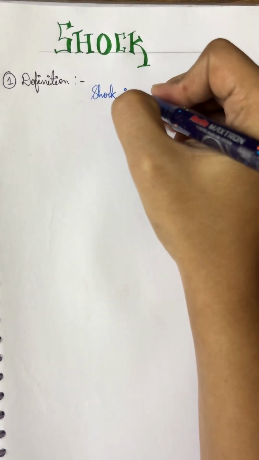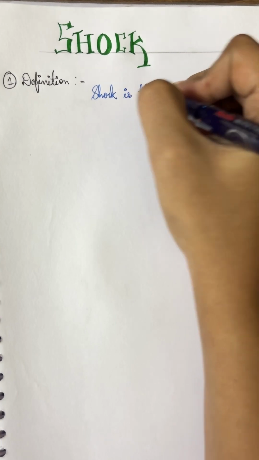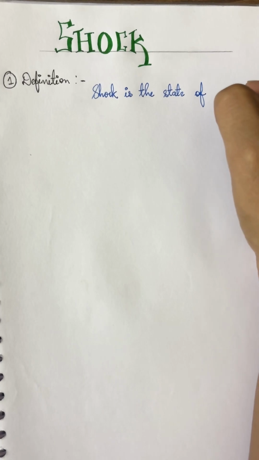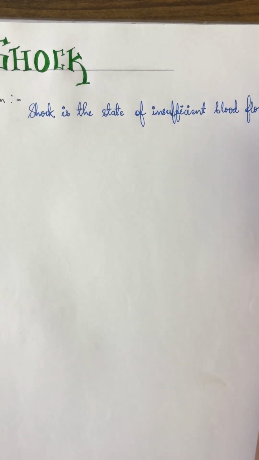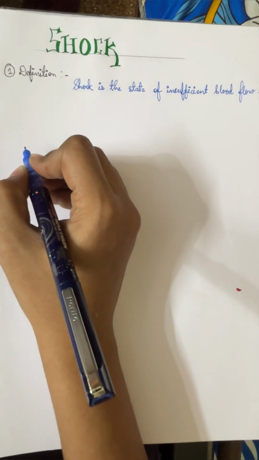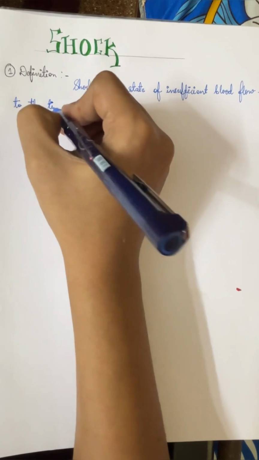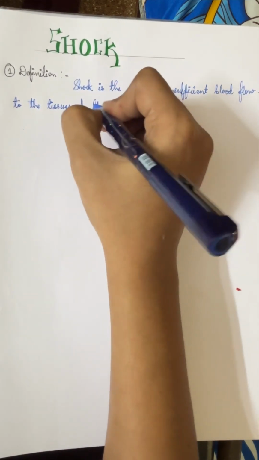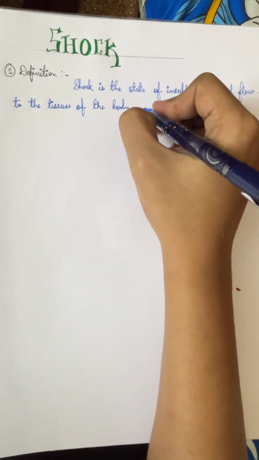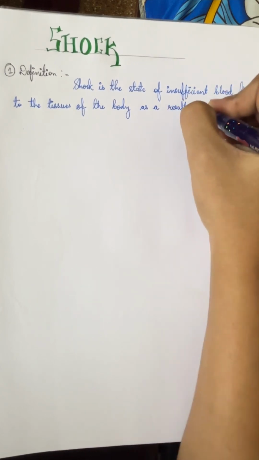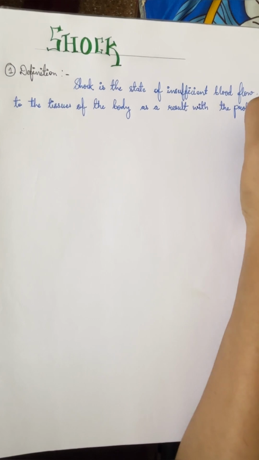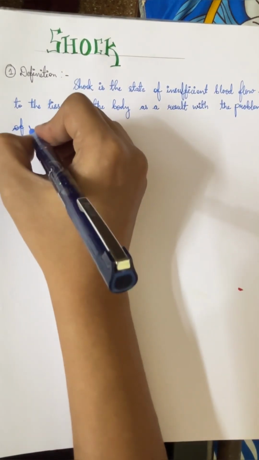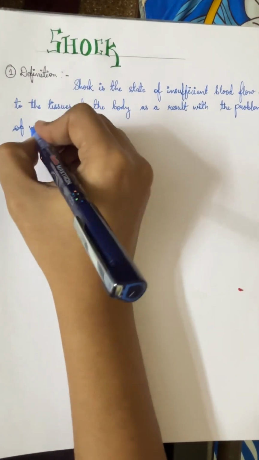Shock is the state of insufficient blood flow to the tissues of the body as a result of a problem with the circulatory system.